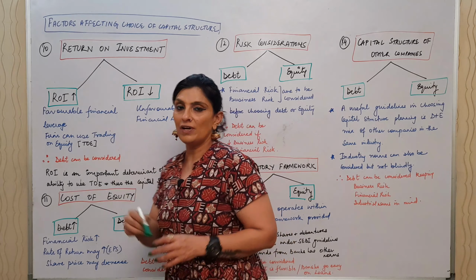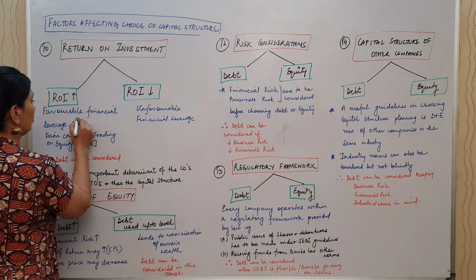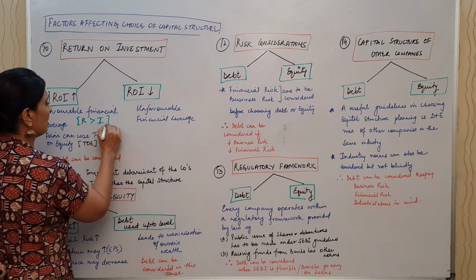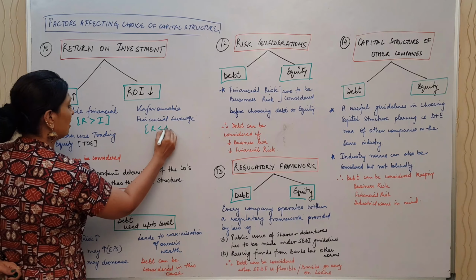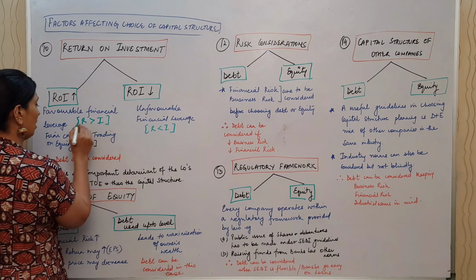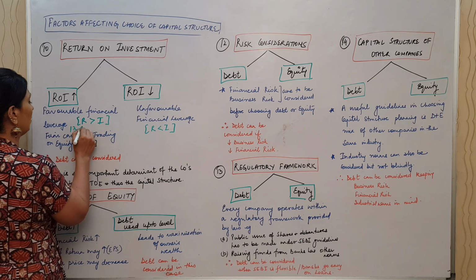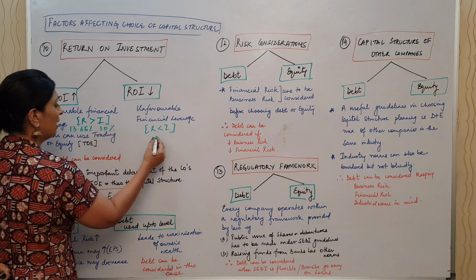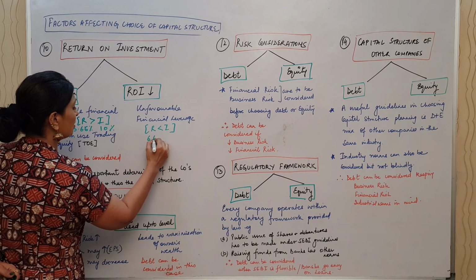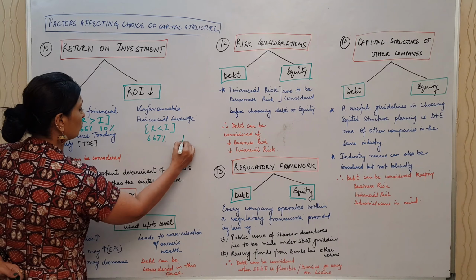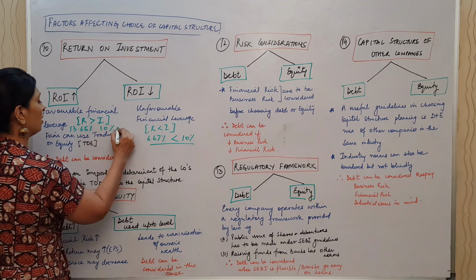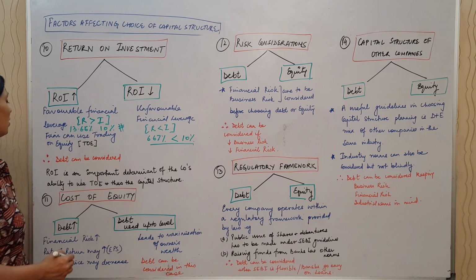Now, again, we're talking about the same thing. In favorable financial leverage, the return is more than the interest, and in this case the return is less than the interest. In the example when we did it, here the return was 13.66% and interest was 10%. Here the return was 6.67% and the interest was again 10%. So this is called unfavorable financial leverage, and this is called favorable financial leverage.